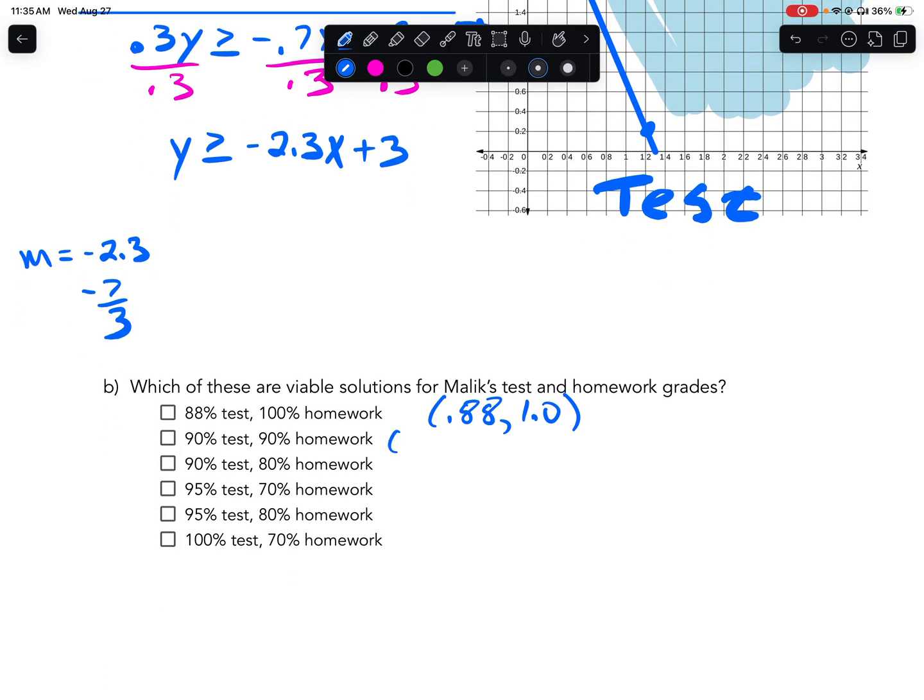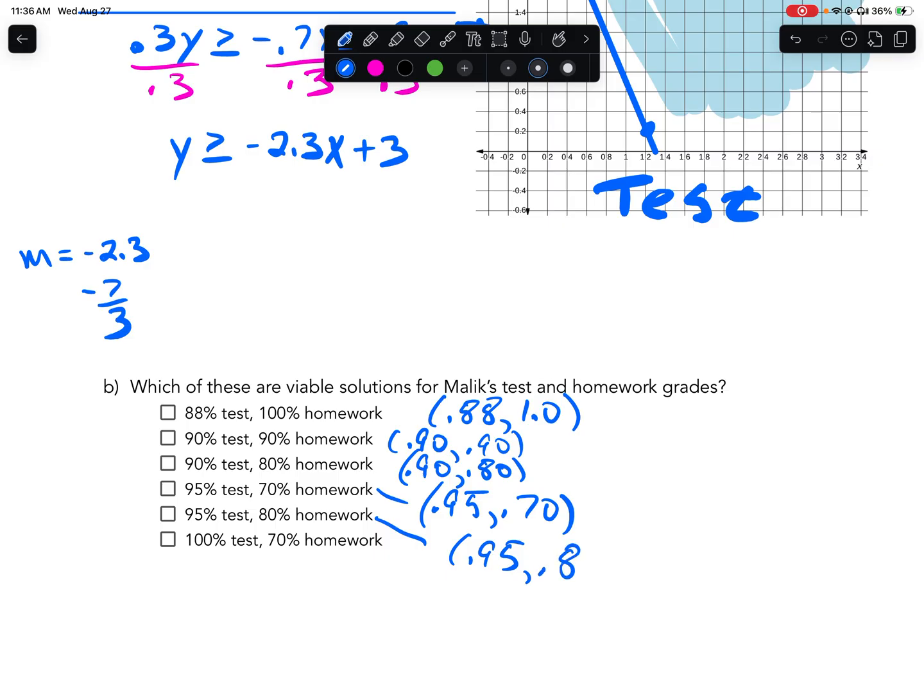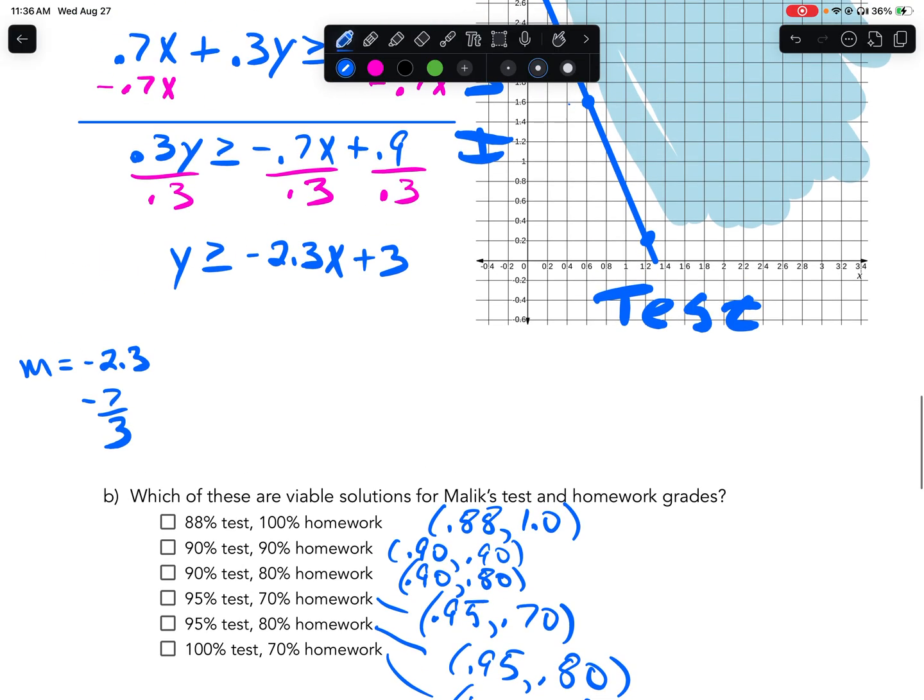We could think of this next one as 0.90, comma 0.90. 0.90, comma 0.80 here. 0.95, comma 0.7 down here. 0.95, comma 0.80. Lastly, 1.0, comma 0.7. Okay, so I'm going to look for these ordered pairs on the graph.